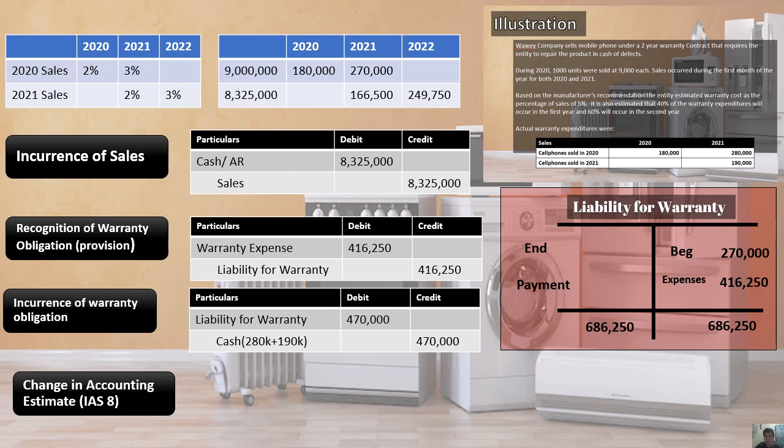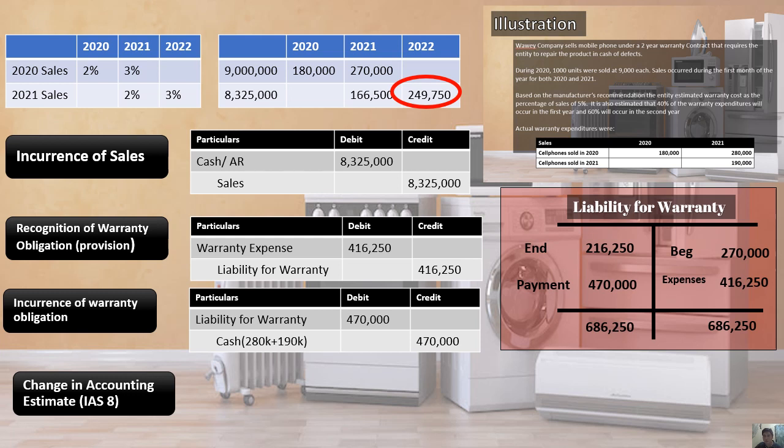Then the actual warranty obligation incurred is 470,000. Therefore, the ending balance is 686,250 minus 470,000. That will be 216,250. In here, we have to check if the book balance of the liability for warranty is still equal to the provision we have made based on the information above. Sa case natin, the amount of liability for warranty at the end of 2021 should be 249,750. And as you can see, the balance of the liability for warranty is only 216,250.